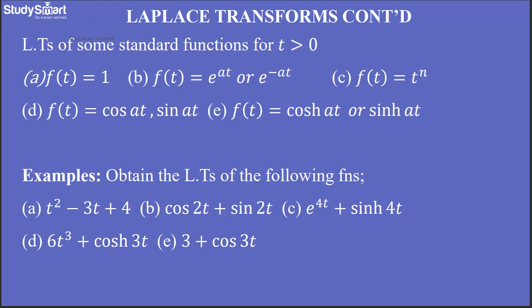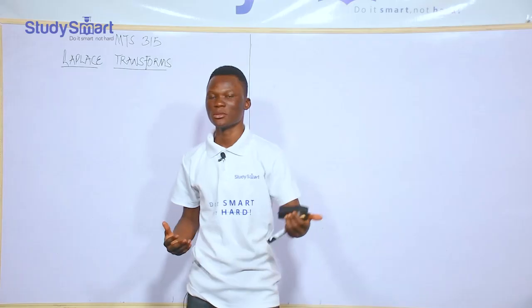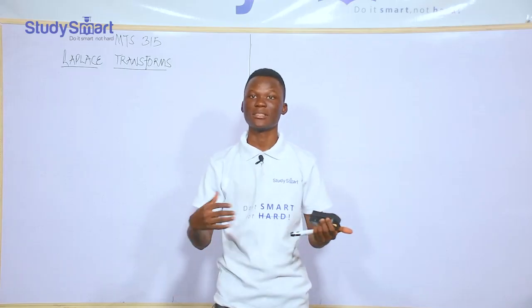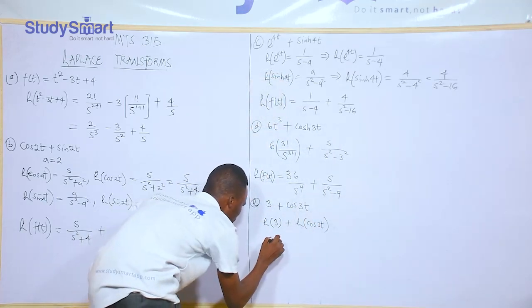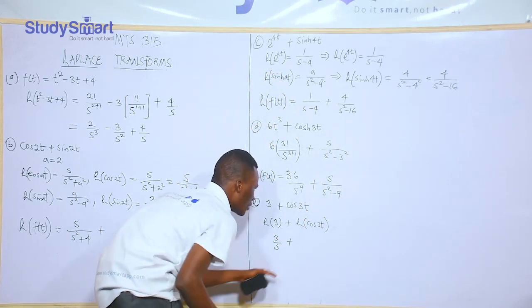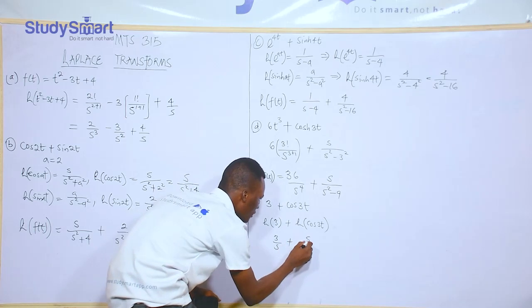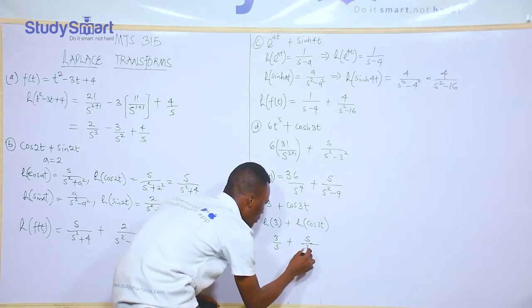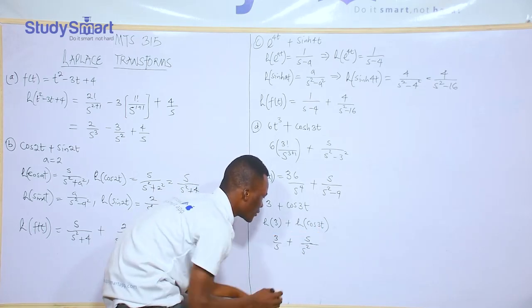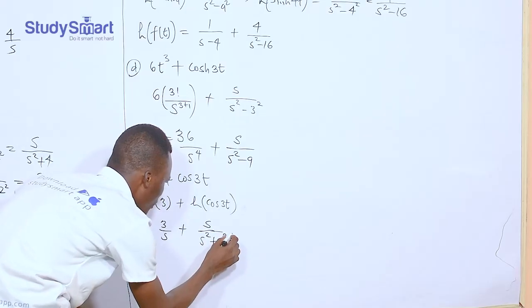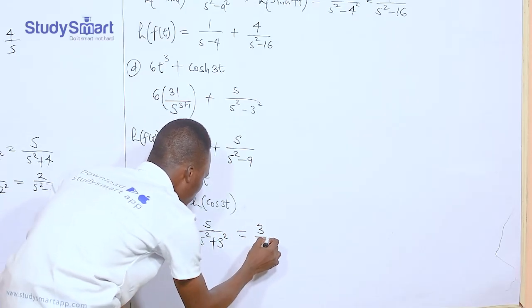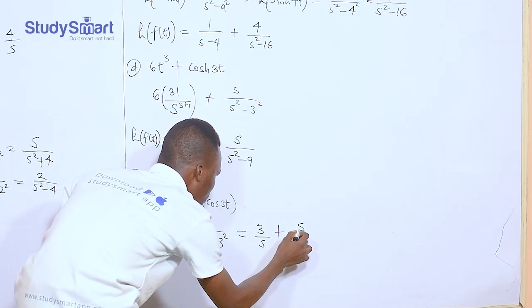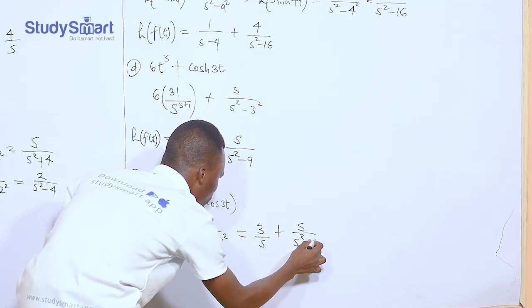So in the previous video we stated some Laplace transform of some standard function. So this gives us 3 over s plus cos 3t, it will be what? s over s square, in this case now a is 3, that will be plus 3 square, which is equal to 3 over s plus s over s square plus 9.